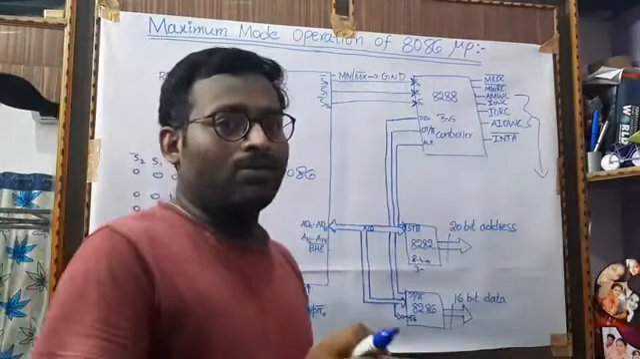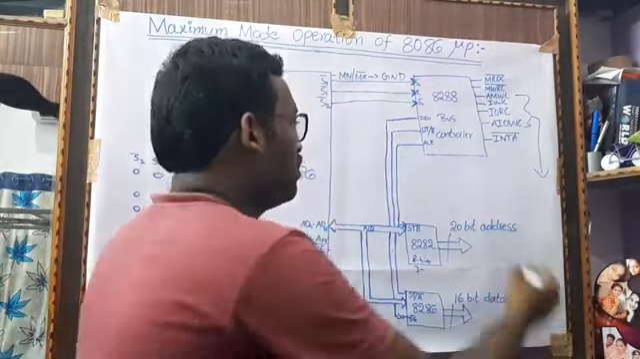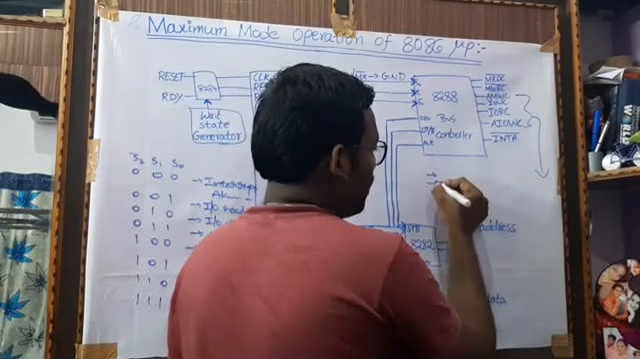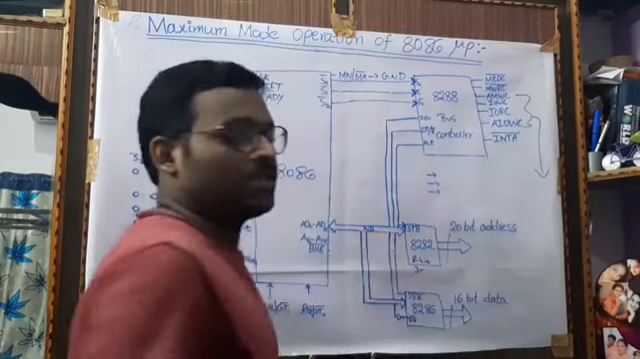So from slow devices what we have to do. So there are 3 steps in executing an instruction.